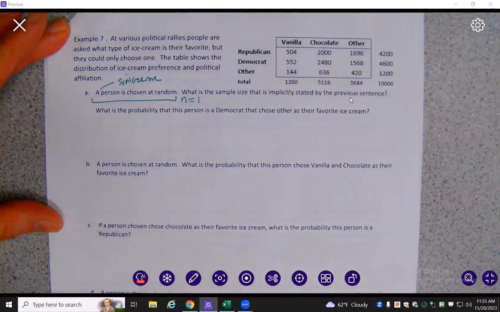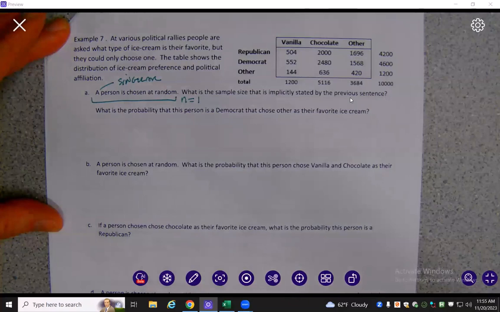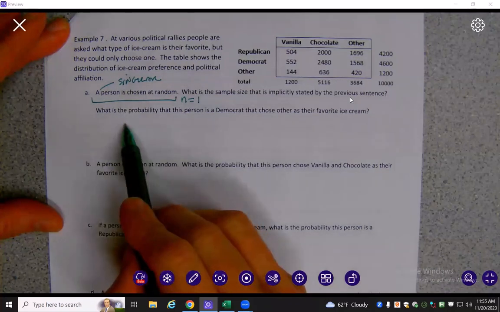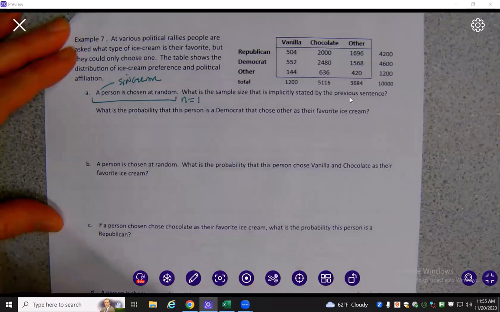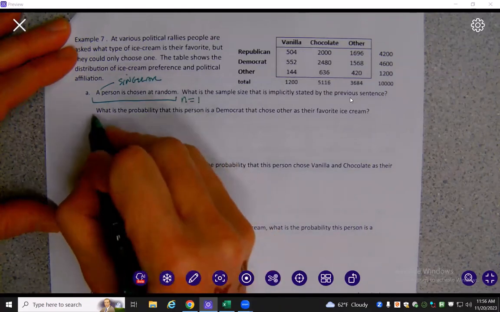Again, I cannot emphasize this the most. Make sure you understand that this is singular. So now, really quick, what is the probability that this person is a Democrat that chose other as their favorite ice cream? So let's break this down. What is the probability? Okay.